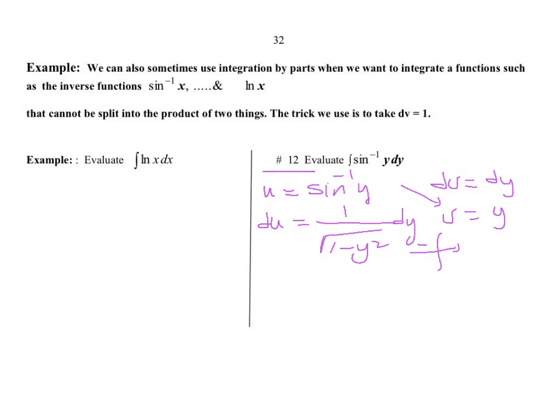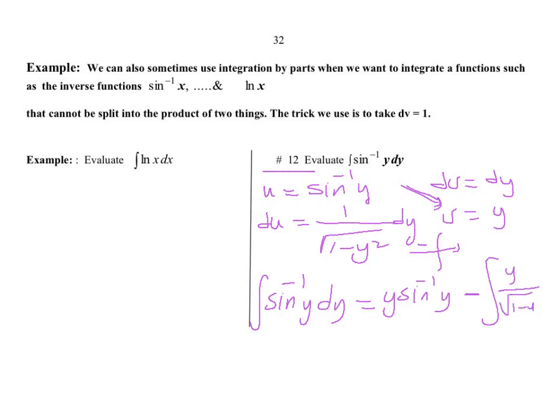So the integration of sin⁻¹ y dy is equal to uv, which is y sin⁻¹ y, minus the integration of y divided by the square root of 1 minus y squared dy.